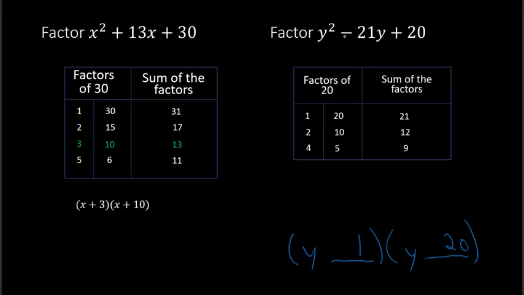But notice this sign is negative, which means that I need a negative 1 and negative 20, because negative 1 plus negative 20 would be negative 21 for the middle term, and they would multiply to get a positive 20 for that last term. So y minus 1 times y minus 20 would be my factored form.